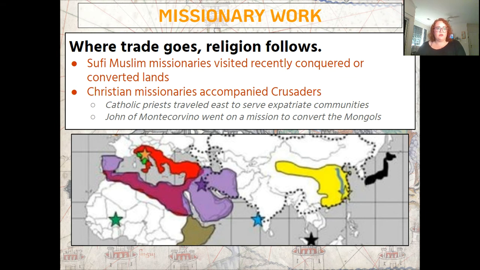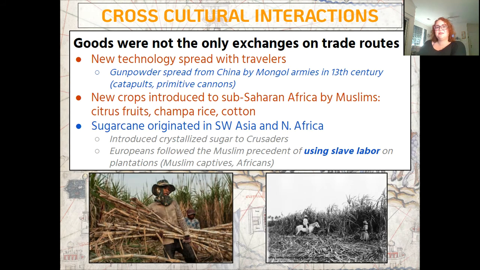And then you can also see that John of Montecorvino went on missions to convert the Mongols. You even see in some cases where Christians went into northern Africa to convert Muslims and ended up converting to Islam themselves.